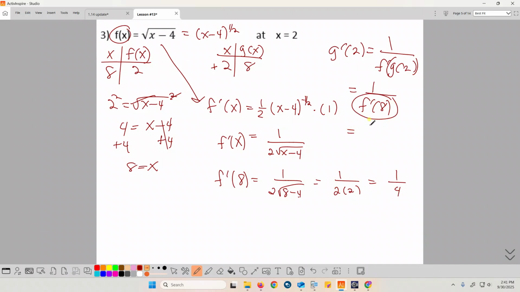Because I almost put this as my answer. This is really 1 over 1/4, right? So when we simplify this, our final answer here turns out to be 4, okay? So this is the final answer for this g prime of 2, all right? You had to manipulate that a little bit at the end.